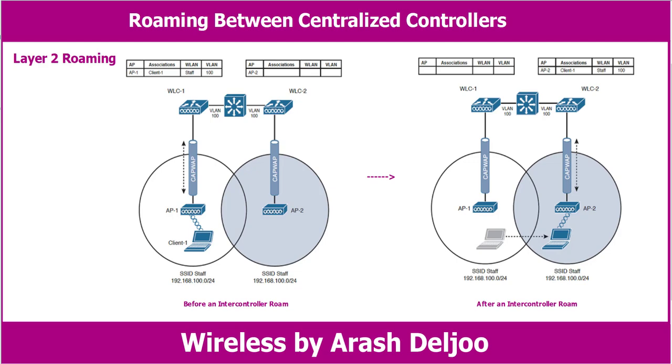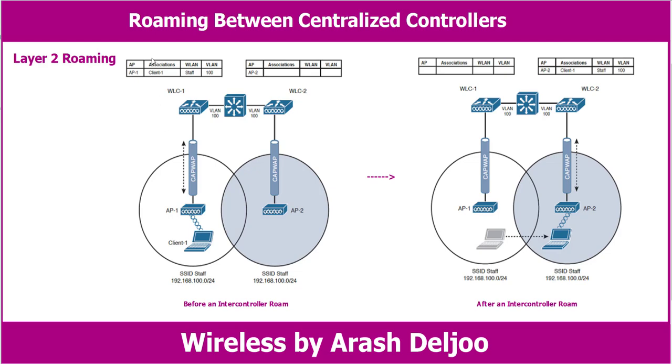First, let me explain the layer 2 roaming. When a client roams from one AP to another and those APs lie on two different controllers, the client makes an intercontroller roam. The left figure shows a simple scenario prior to a roam. Controller WLC1 has one association in its database. As you can see here, this is wireless LAN controller 1 and AP1 associated with it, and here you can see the association table of wireless LAN controller 1.